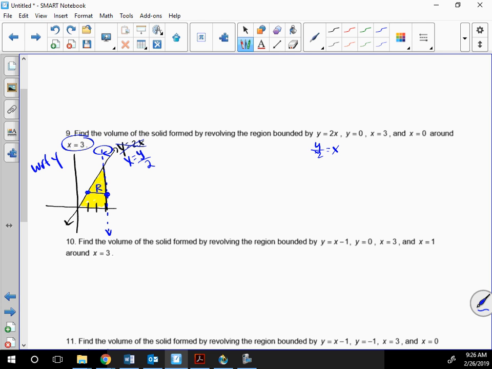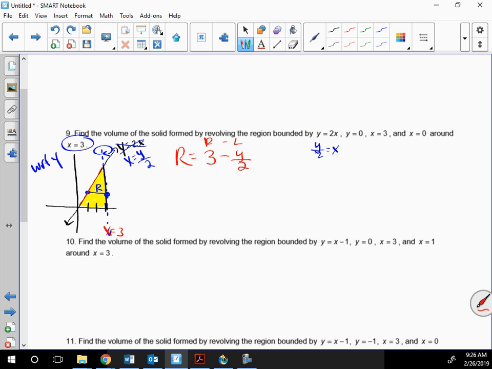So now when we go to do our radius, before we did top minus bottom, now we have to do right minus left. Remember, with y we go right minus left, with x we go top minus bottom. You can just turn your head and then it's top minus bottom. So my radius, I'm going to go right minus left. My right function is going to be x equals 3. That's what we have here. My left function is going to be this actual function here, y over 2. Same idea: if I turn my head, it's top minus bottom, but we're just going right minus left.